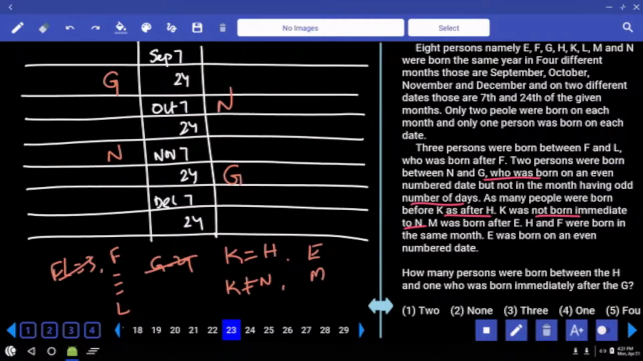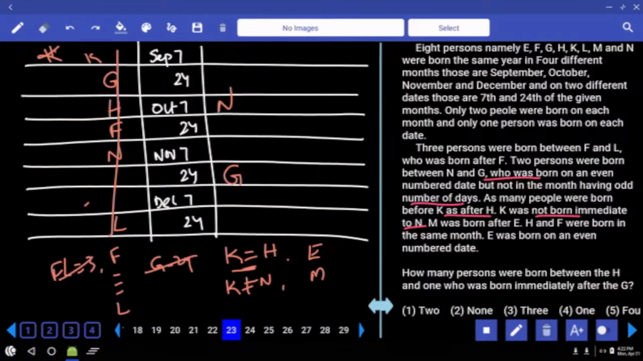H and F were born in the same month. Then can we have H at this place? No. Can we have F at this place? No. H and F in the same month is not possible. Hence H and F. Can we have H and F like this or not? Yes. Now H and F are like this. F and L there are exactly 3. Clear? Then if K is here, then H will be here. Is it possible? No. Hence K and H equal number, which is not possible in this case. Clear now? Then coming back to the next one.